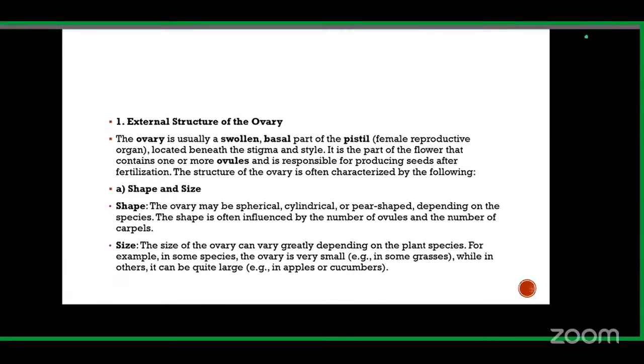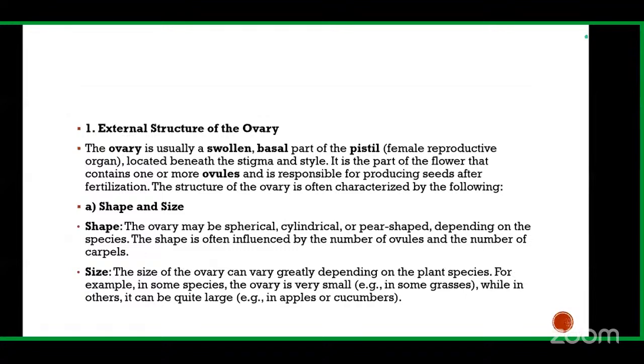So what is the external structure of the ovary? The ovary is usually a swollen basal part of the pistil, the female reproductive organ, located beneath the stigma and style, and it is the part of the flower that contains one or more ovules. Now shape and size. The ovary may be spherical, cylindrical, or pear shaped, depending on the species.